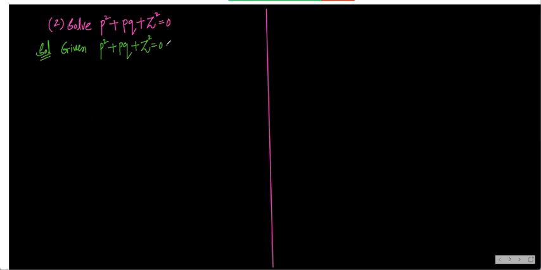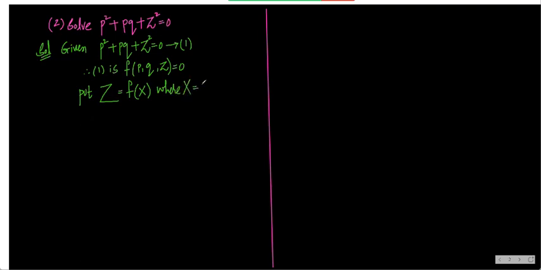It is equation number 1. Can we say equation number 1 is in standard form 2? Therefore, 1 is of the form f of P comma Q comma Z is equal to 0, which means it is standard form 2. After that, immediately you have to take the Z value as Z is equal to F of capital X, where this capital X is a function of two variables, small x plus ay.